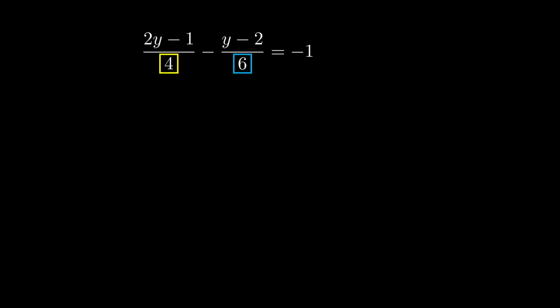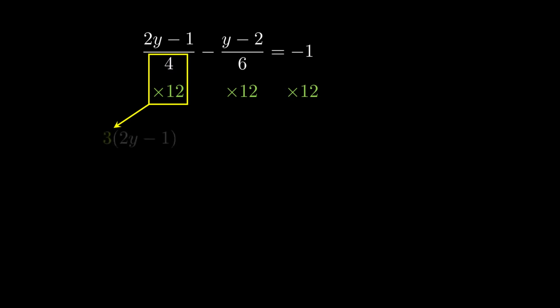Now both 4 and 6 go into 12, that's the lowest common multiple, so the easiest way to get rid of them is to multiply everything we see by 12. And the effect of this on each of those terms is as follows. Look at the first fraction first. What's the effect of the times 12 on the over 4? Well, 12 divided by 4 is just 3. So we get a multiple of 3 outside the 2y minus 1.